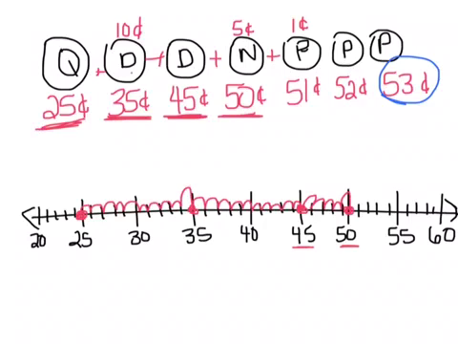Plus, now we're hopping by ones. So 51, 1 penny. Hop another one for this penny. Hop another one for this penny. And this number right here is 53 cents. And that's how you can see it on a number line.